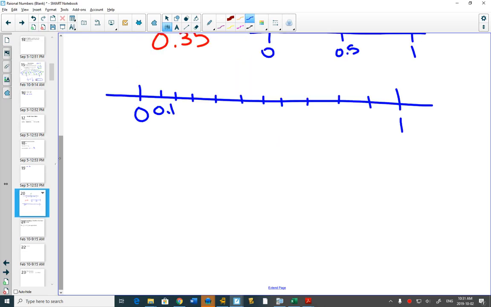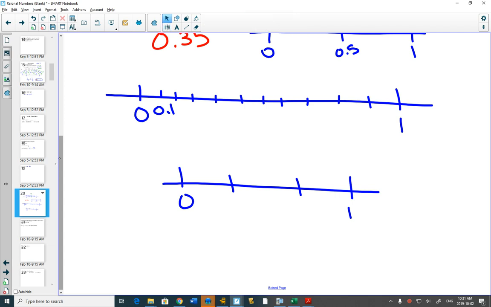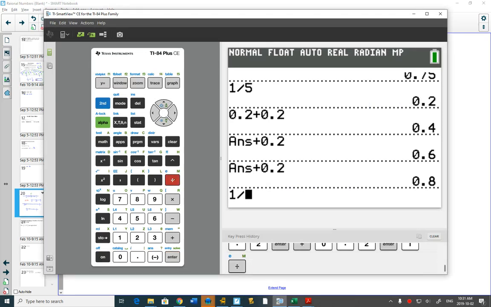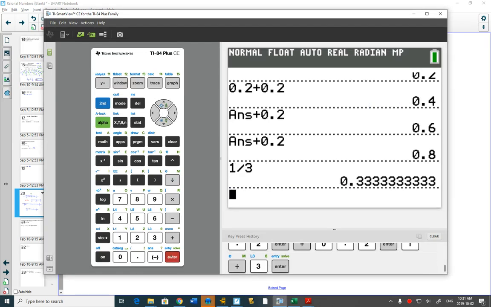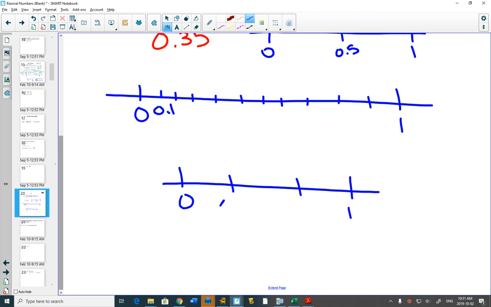What happens if it was 0 to 1, and we divided it into 3 sections? Again, we could go to our calculator if we can't figure this out and say, oh, I've got 1, I divided it into 3 sections, 0.333 repeated. So this one would be 0.3 repeated, and this one would be 0.6 repeated. Those would be decimals. Sometimes, because those decimals aren't really nice, people just mark it with that's 1/3, and that's 2/3, because we divided it into 3.